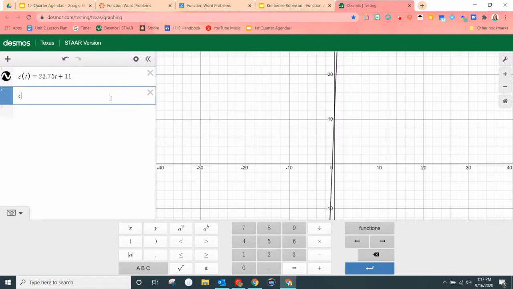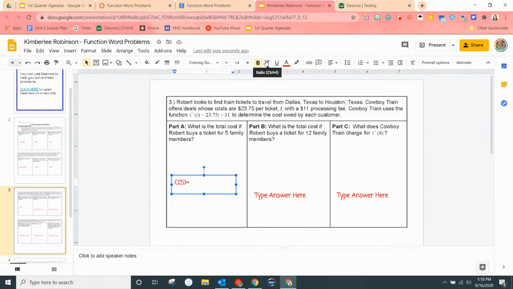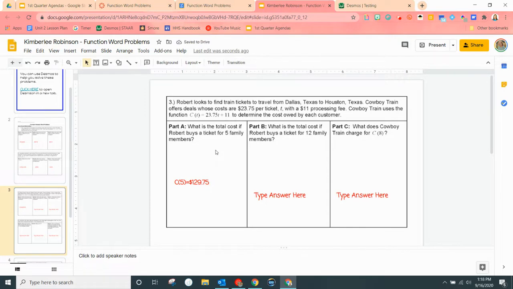And now I need to know, what is the cost of 5 tickets? So this is, remember, what we're doing when we're using Desmos is we're telling Desmos plug in 5 everywhere there's a T. So Desmos comes over here and it says plug in 5 right here. 23.75 times 5 plus 11. And it tells us the answer. 129.75. $129.75. That's not too bad for 5 people to ride a train.